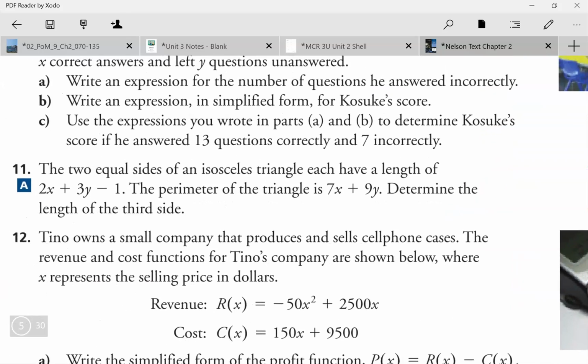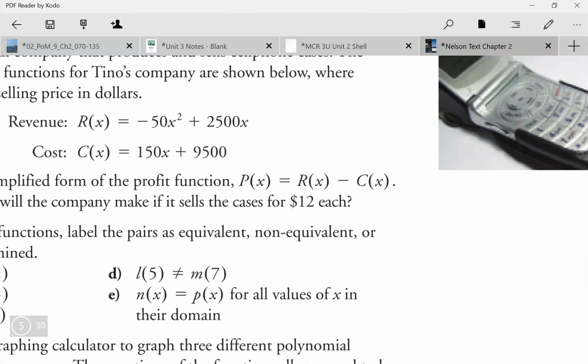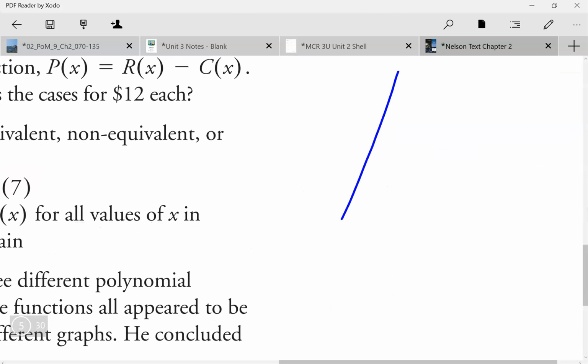Okay, 11. Two equal sides of an isosceles triangle have a length of that. The perimeter is that. Determine the length of the third side. Now, this calls upon some basic mathematical knowledge. People see this and think, what is all this? But essentially, if we draw an isosceles triangle like so, let's say these two sides are equal length. Hopefully we're okay with the convention that putting a line over two sides means that they're equal.